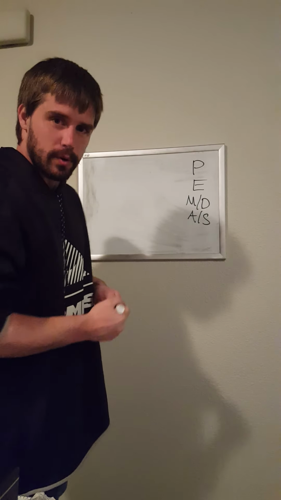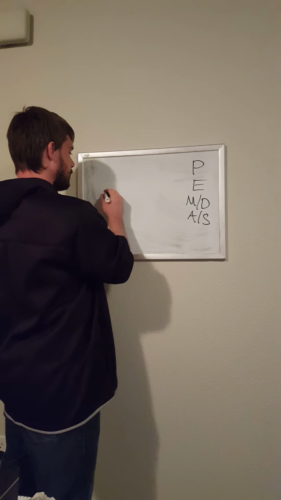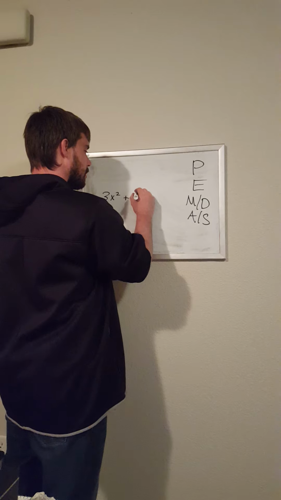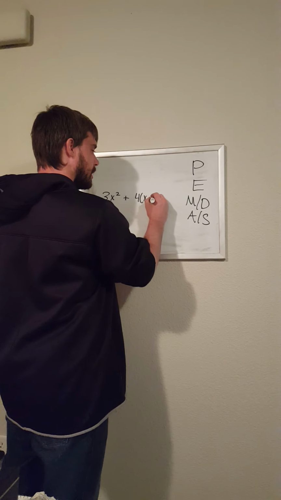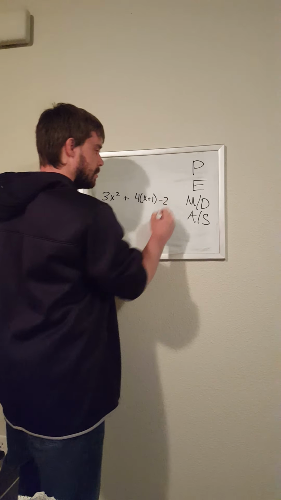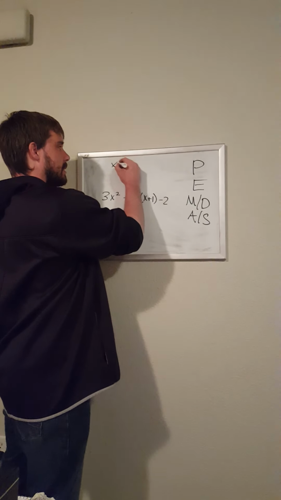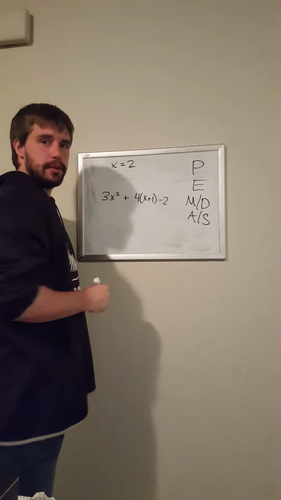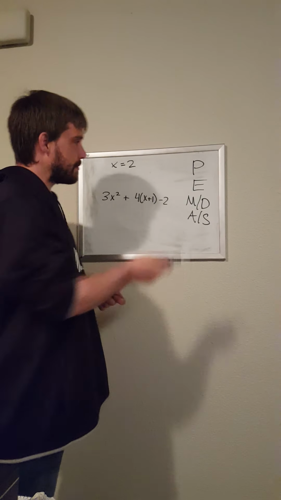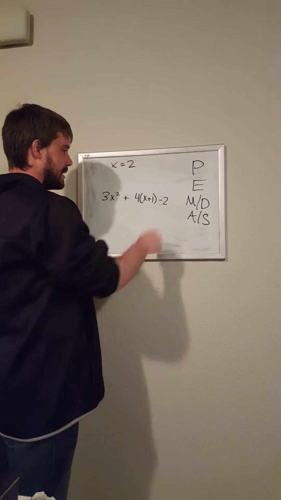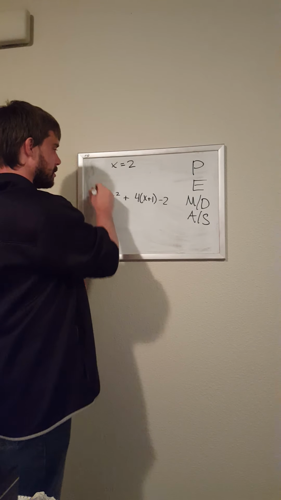And so just one more example. Let's say 3x squared plus 4 times (x plus 1) minus 2. And x is going to equal 2. So everywhere I see an x, I'm going to plug in a 2. So we need to evaluate this whole expression.